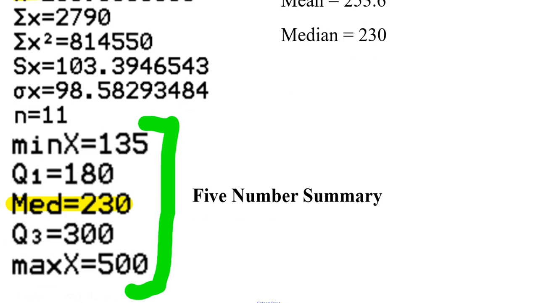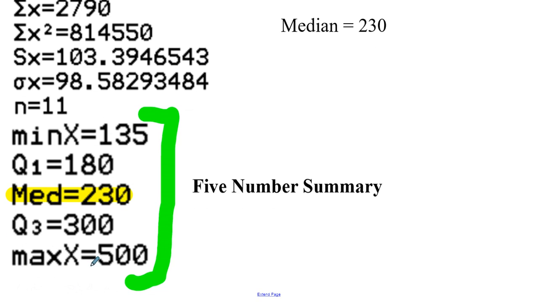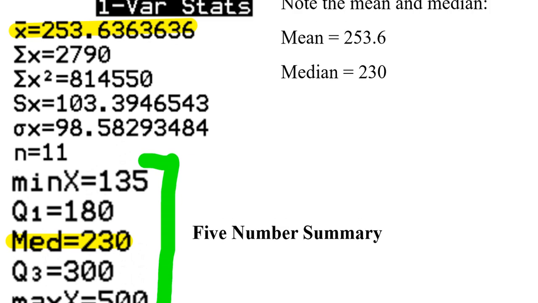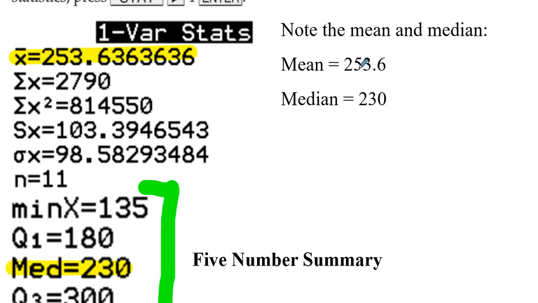If you scroll down to the bottom, the last 5 numbers in that list are the 5-number summary that we had. And you can look, there's the median. So the average house price is $253.6 thousand. The median is $230,000.